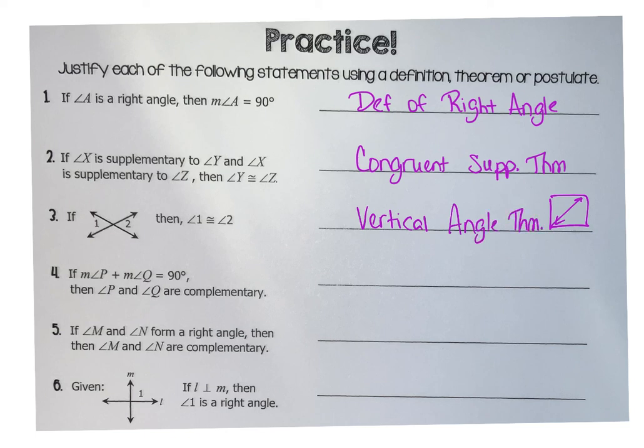All right, 4. If measure of P plus measure of Q equals 90, then they're complementary. That's just definition of complementary. Yep, definition of complementary. 5. If M and M form a right angle, then they are complementary. This is actually the complement theorem. It is different than the congruent complement theorem. This is just the complement theorem.